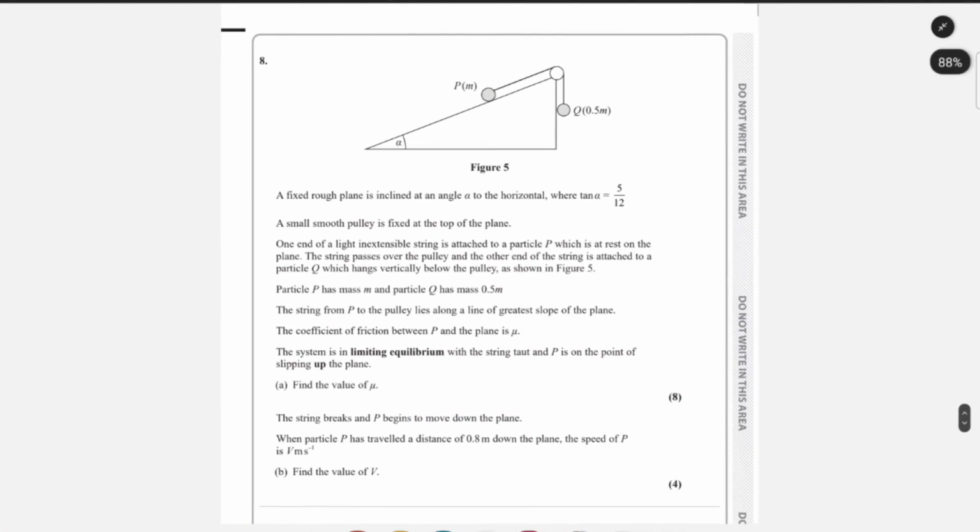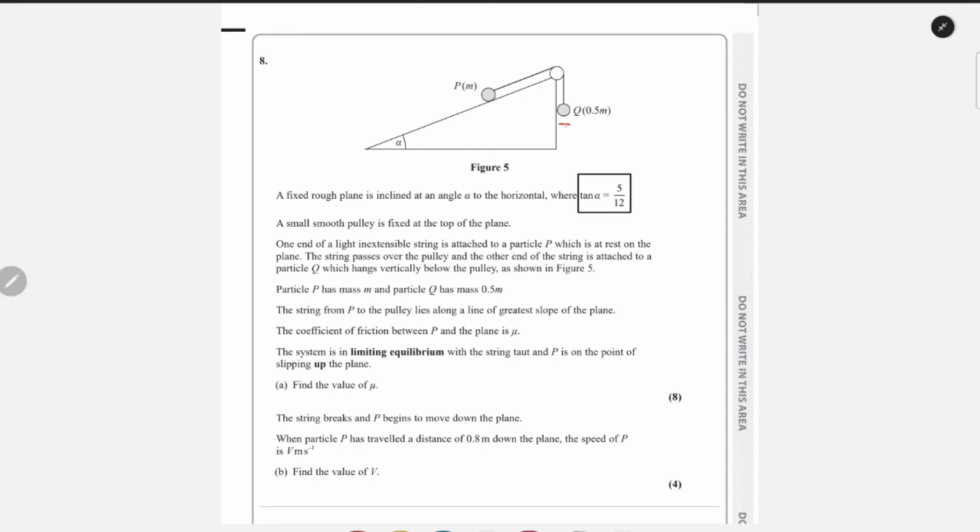Now on to the last question of this paper. We are on a question on inclined plane and connected particles. We have the mass of P, the mass of Q. We know the angle alpha.